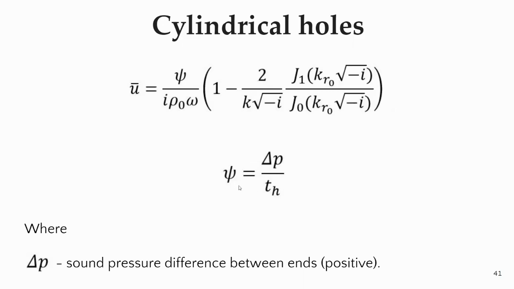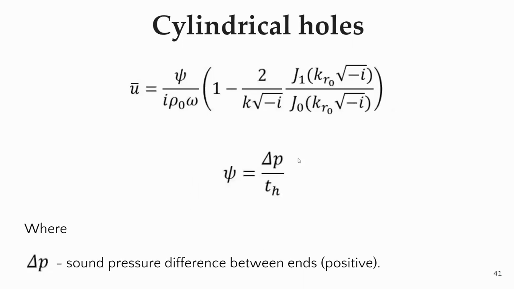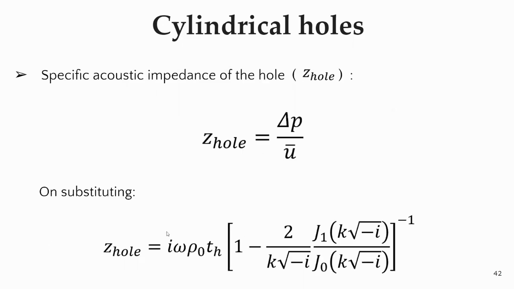This is the pressure gradient, which we can substitute as delta P by the thickness. Now we know acoustic impedance is pressure divided by velocity, so this is the equation. We know the U bar equation, so we substitute U bar, and we know the gradient is delta P by thickness, so delta P gets cancelled, and we get the whole equation. This is the specific acoustic impedance of the hole in the case of cylindrical holes.